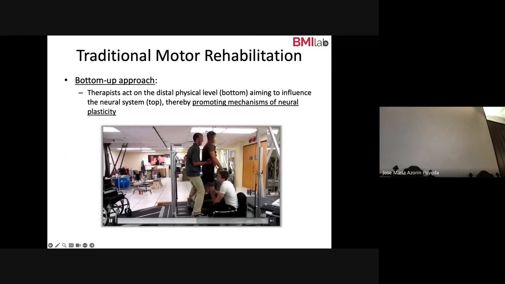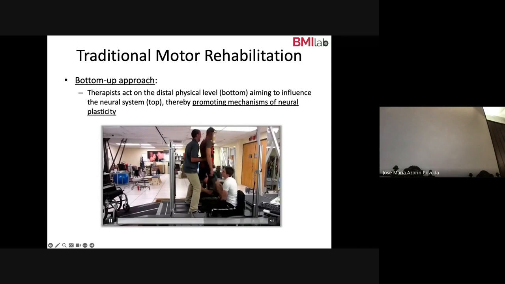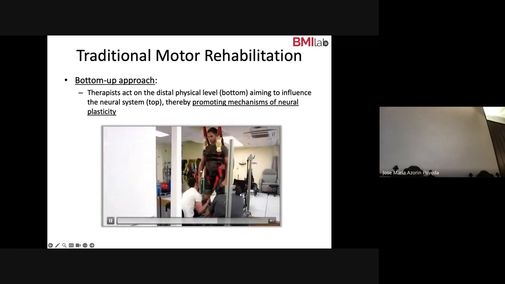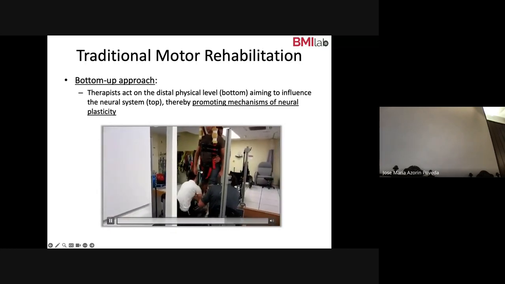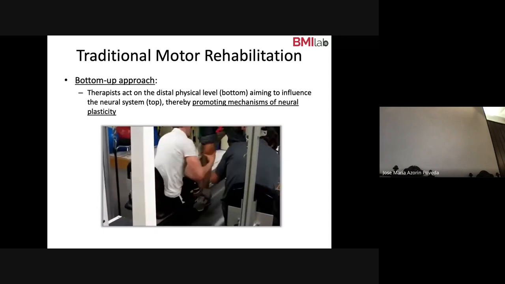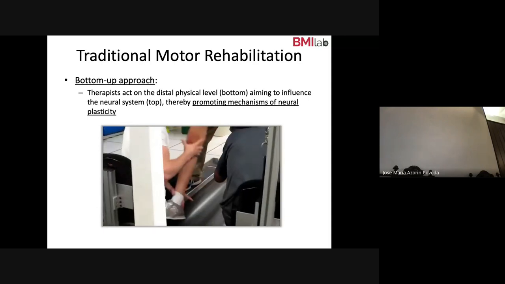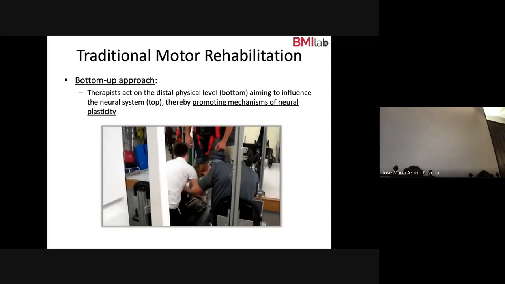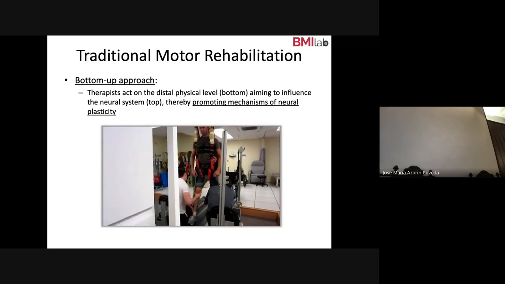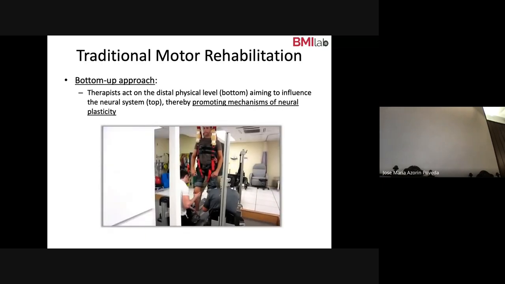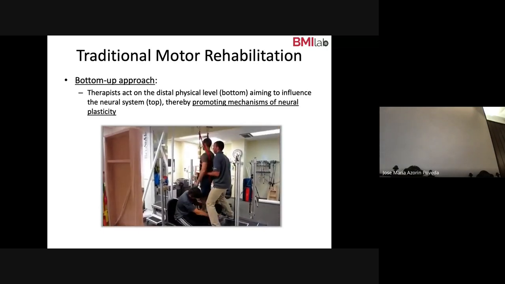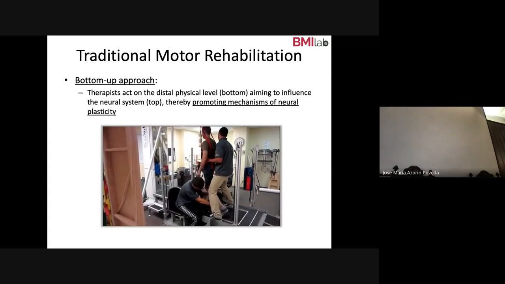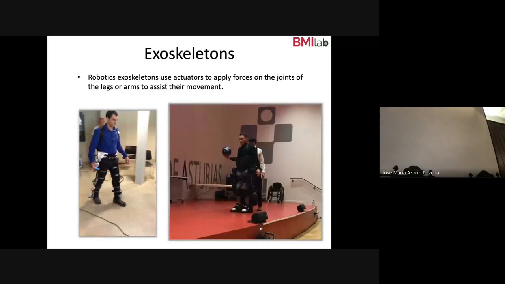So we want to improve the neuroplasticity of the brain, but we are not acting on the brain, we are acting on the lower limb of the person. Why? Because it is known that when we do that, we are going to promote the mechanisms of neuroplasticity of the brain. So in the end, as you can see here, this kind of rehabilitation is very hard because we need at least 3 people for helping the person to do the rehabilitation. And in addition, we have to follow very repetitive movements. So in this case, it would be easier if we do this kind of rehabilitation by using, for instance, an exoskeleton.